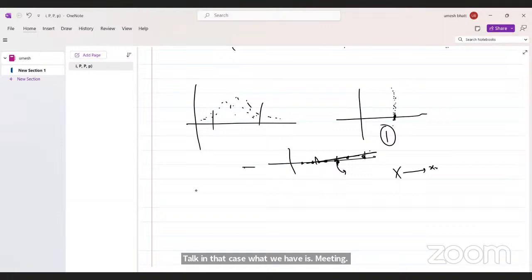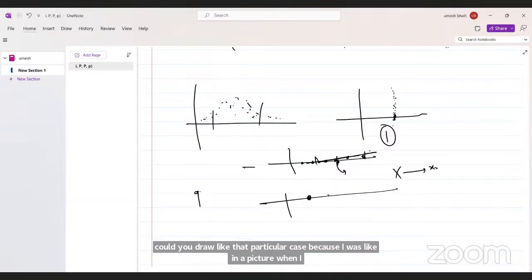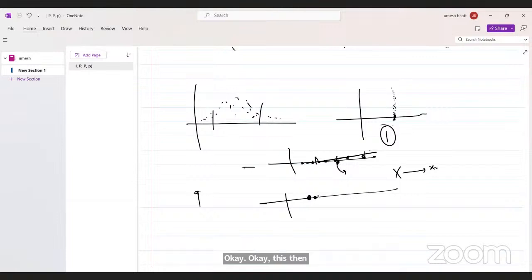What is the definition of standard deviation? Sir, could you draw that particular case, because I was stuck when I considered this particular case. Then you are saying that this should have three points here, quite close to one another.